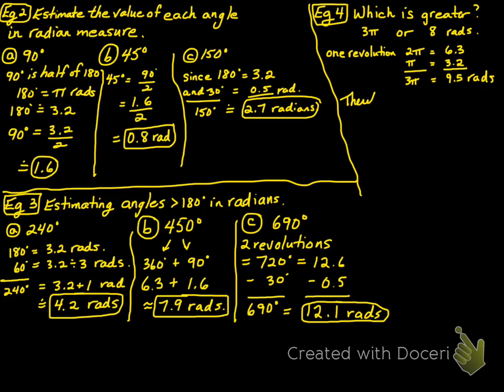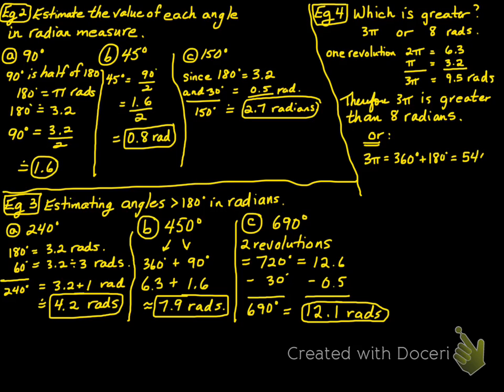Another way of doing this is to convert them to degrees. Three pi is 360 plus another 180 or 540 degrees. 8 radians is 8 times approximately 60, which is only 480 degrees. Therefore, 3 pi, again, still shows up greater than 8 radians.